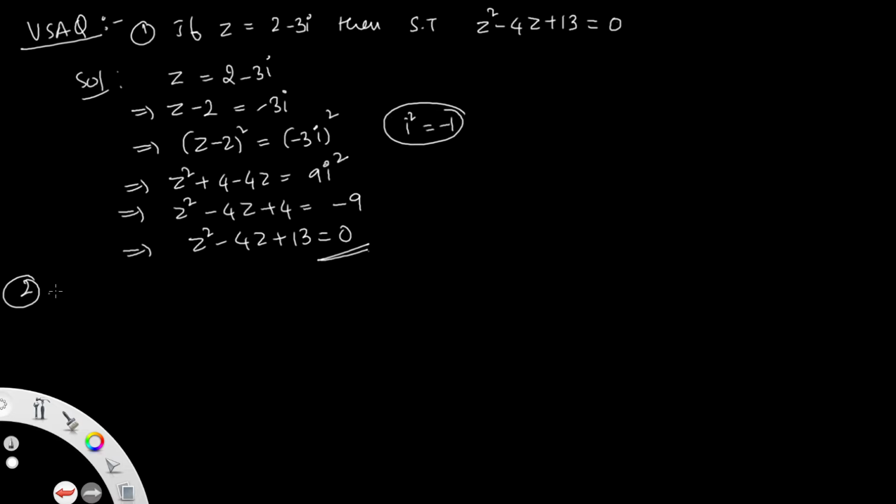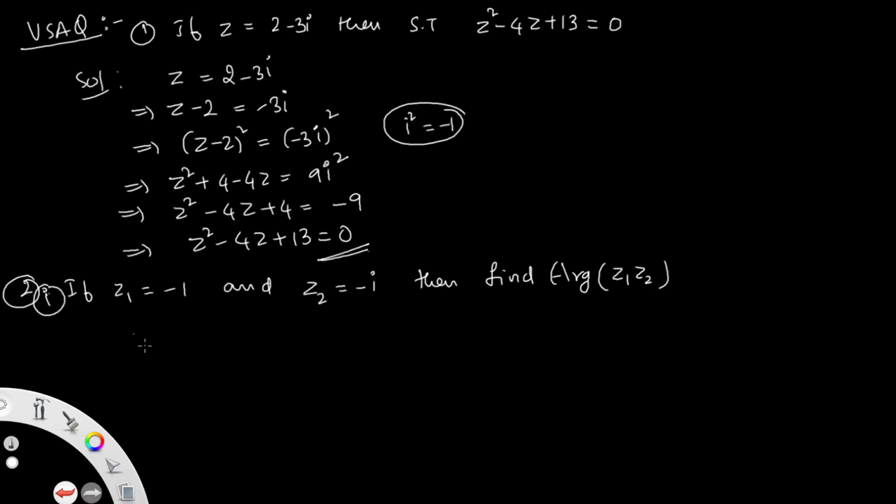So the second question: if z1 equal to minus 1 and z2 equal to minus i, then find argument of z1 into z2. This is the first question in the second bit.